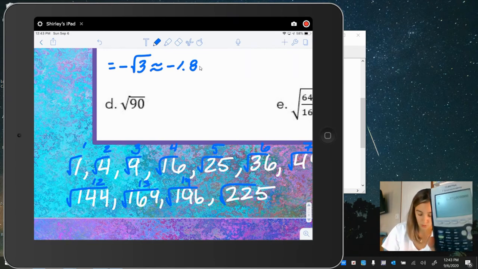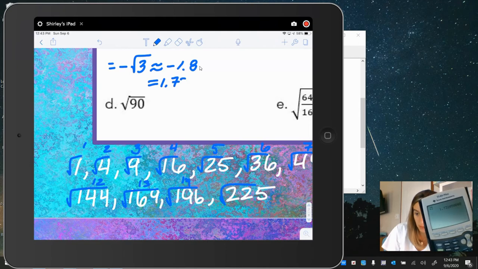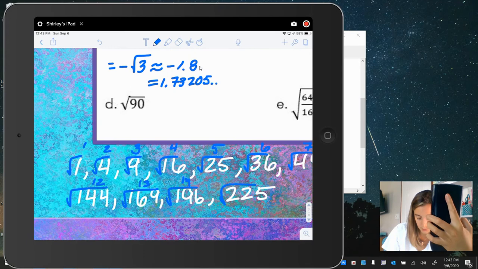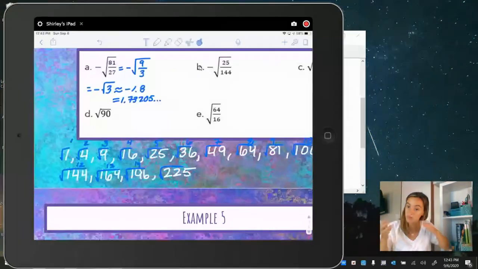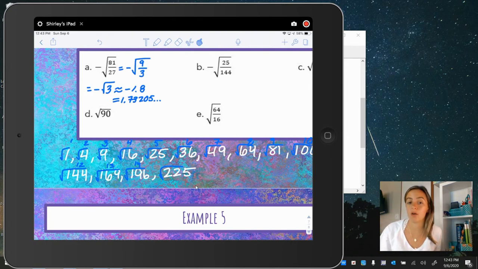Okay. So my actual answer, if we want to go ahead and write it, I have 1.73205, and then it keeps going on. Okay. So if you're estimating square roots, you're just figuring out where do they fall and using your knowledge of perfect squares to get you where you need to be.